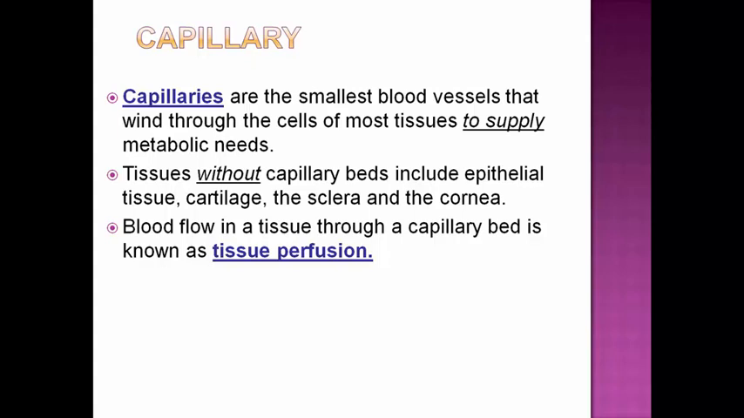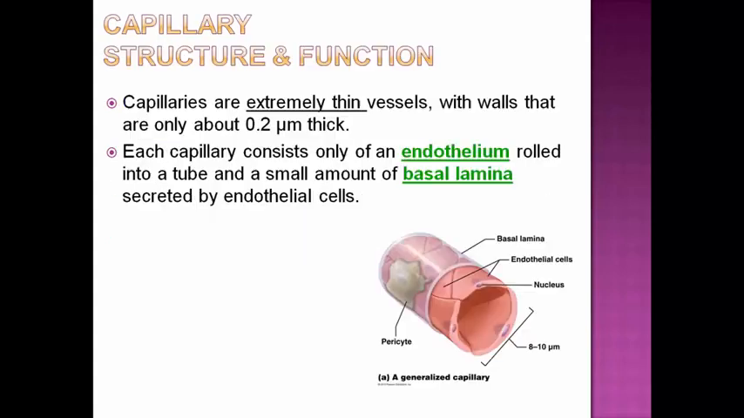Cartilage, remember, was avascular. It was the connective tissue that was avascular. The sclera, which is the white part of the eye, and the cornea, as well. You'd literally see rose-colored everything if you had blood vessels in the cornea. So those areas lack capillaries. We know again that the blood coming to a tissue through a capillary bed is known as perfusion, or tissue perfusion: the amount of blood flow through a capillary bed into a tissue or an organ.